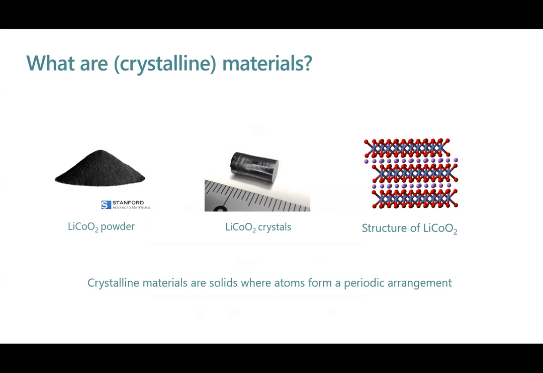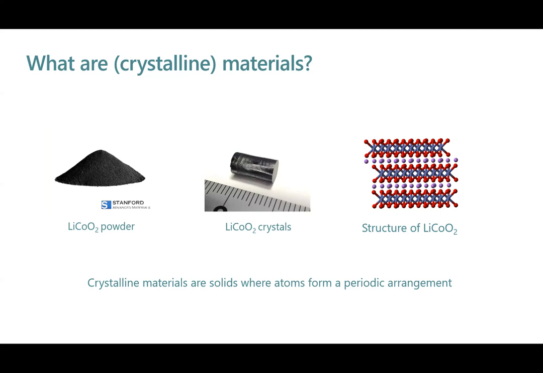So these are the kind of solid materials you see, for example, in batteries and solar cells. Here I'm showing you the structure of one material called lithium cobalt oxide, which is the material that won the Nobel Prize because it's such an important component for battery materials today. In the real world, it can form in different forms. It can be a powder form or it can be a crystalline form.